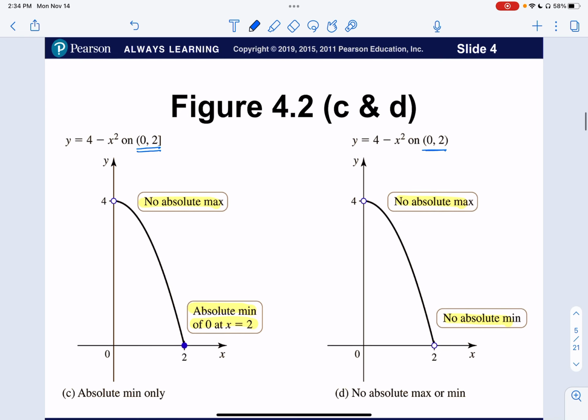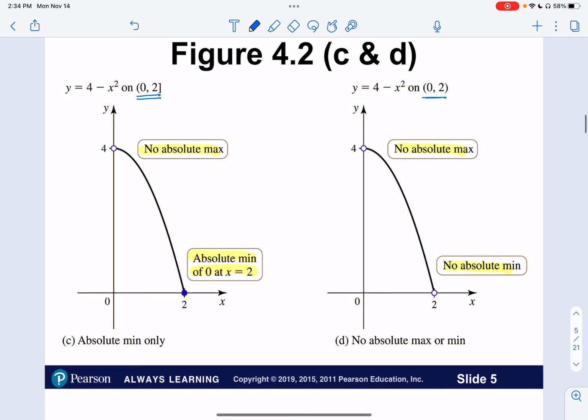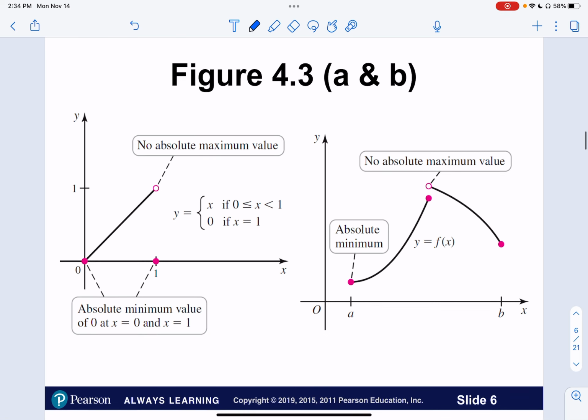The next thing we want to talk about is that's not guaranteed. Sometimes we don't have an absolute max or min, even when we are on a closed interval. So here, if we look at this function, y equals x if x is greater than or equal to 0 and less than 1, and y equals 0 when x equals 1. So we end up with a graph like this one right here.